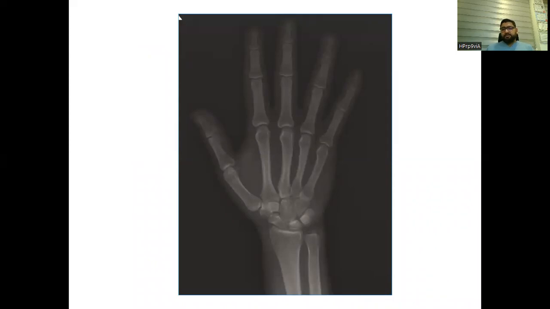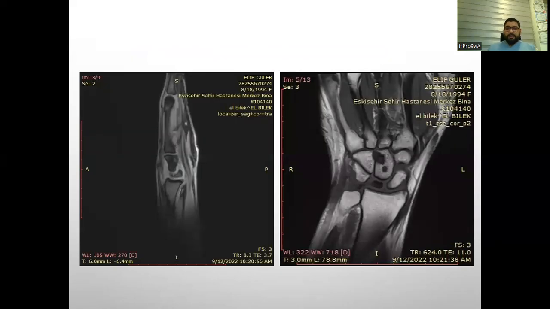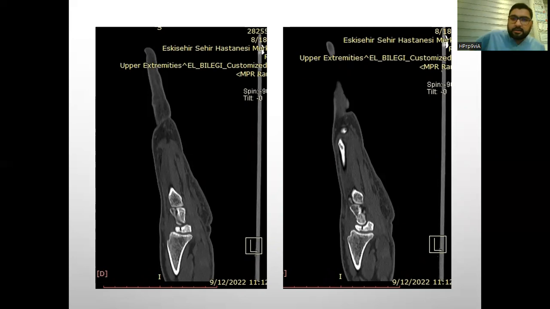As you can appreciate in this X-ray, there is some sclerosis of the lunate on the AP view, and on the lateral view, you can appreciate there is some collapse of the lunate, which is very much visible. We offered an MRI, and on MRI, as you can see, the lunate has undergone avascular necrosis. On the lateral side, you can see that the height of the lunate is also collapsed. And we offered a CT. In CT, you can also appreciate a fracture line in the lunate, which is visible on both slices of the CT. So we decided to go for a proximal row carpectomy, which is an arthroscopy-assisted procedure we do routinely here in Gaziosmanpaşa hospital.